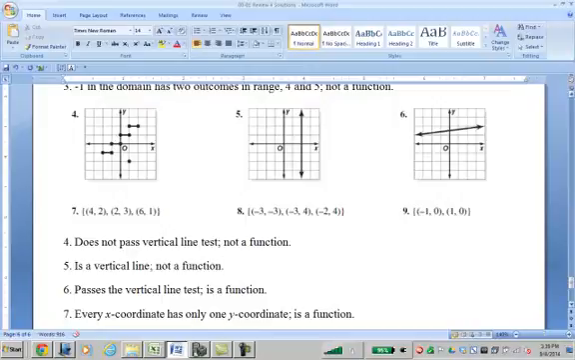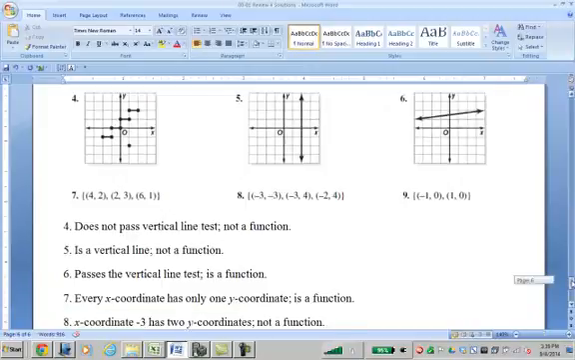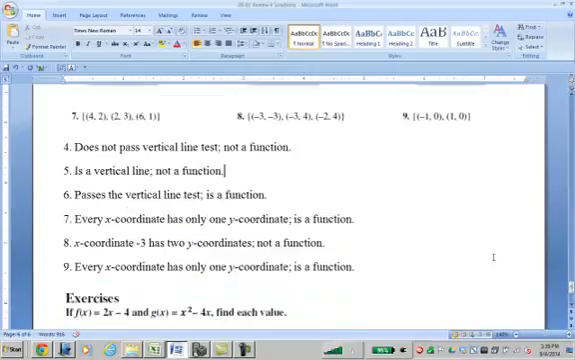Now let's look at 7, 8, and 9. Okay. Now, when you're looking at ordered pairs to see if any of the x values in any of the ordered pairs repeat, you've got 4, 2, and 6 as the domain. None of them repeat. You're fine. That 7 is good. In 8, -3 occurs twice. It occurs in the first ordered pair and the second ordered pair with 2 different y values. Not a function.